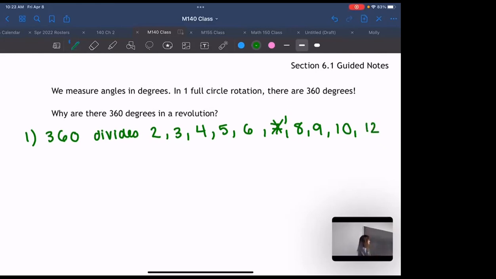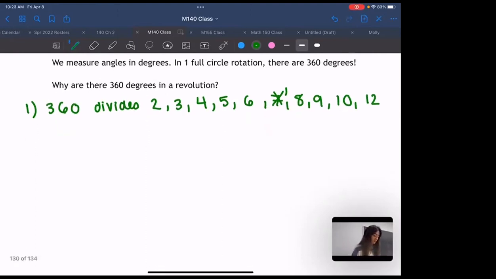So 360 is very easily factorizable, right? You can divide it by pretty much all of the single digit numbers. And as you increase the factor, it divides a lot more, okay? So this is really easy to work with. It's a very useful number because it factors very easily. We can split it up into many different whole numbers.